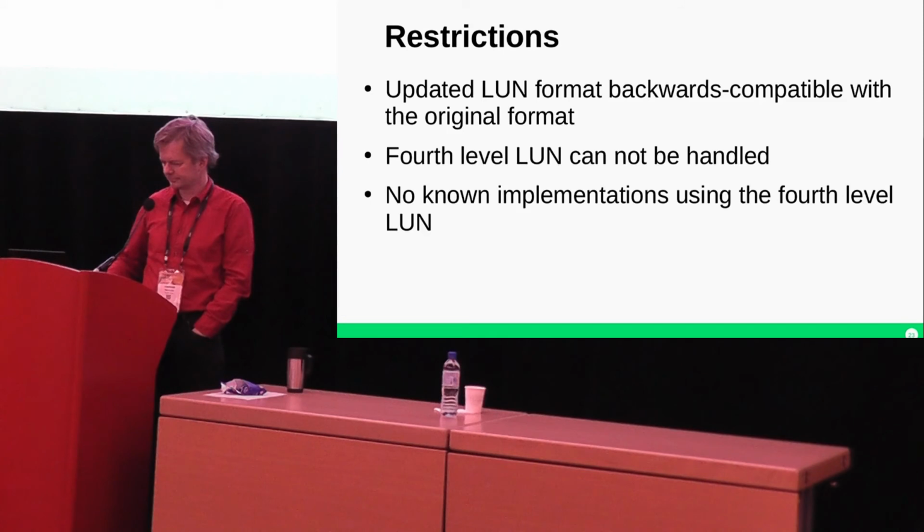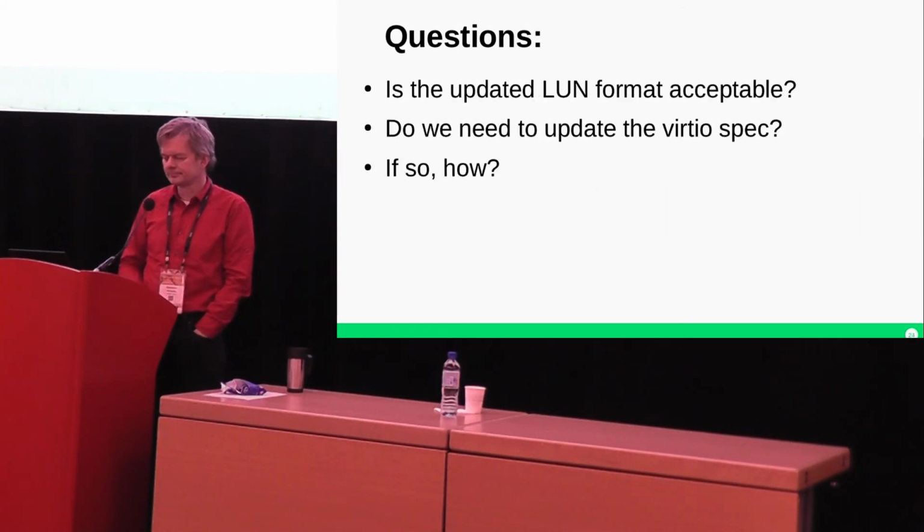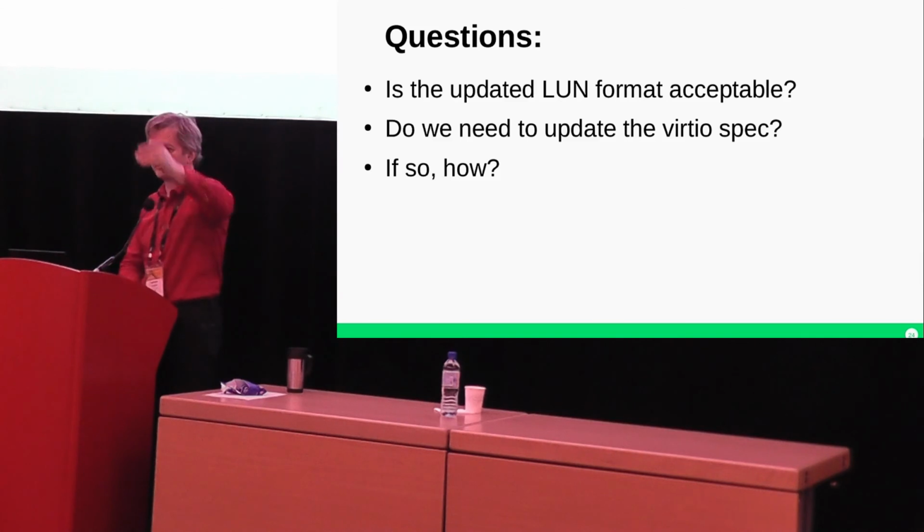However, we might want to update the virtio-scsi spec, indicating that there might be something behind the original LUN number. Do we need to update it properly, or can we just have a patch? And if we need to update the virtio-scsi spec, what do I need to do? Which would be more a question for over there.